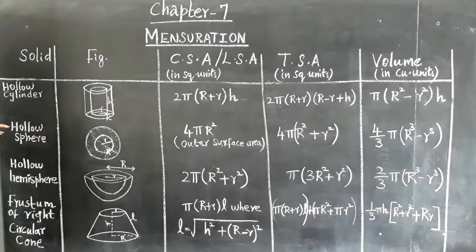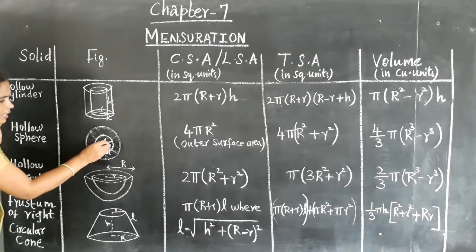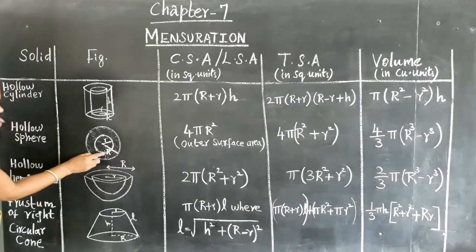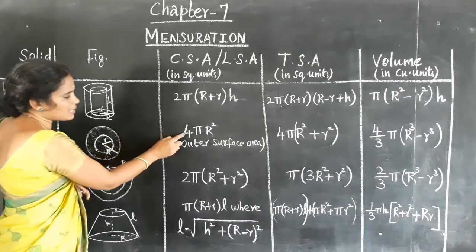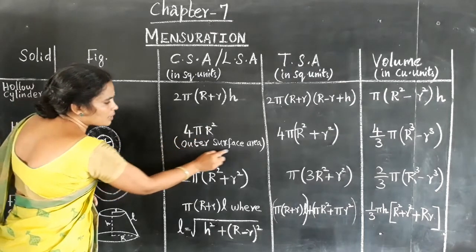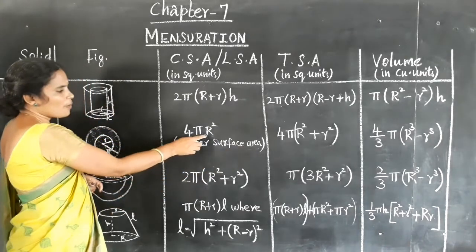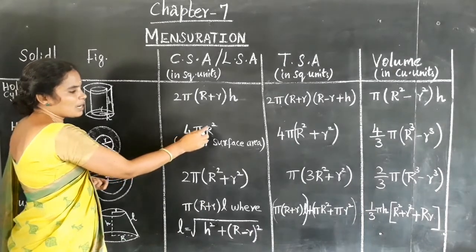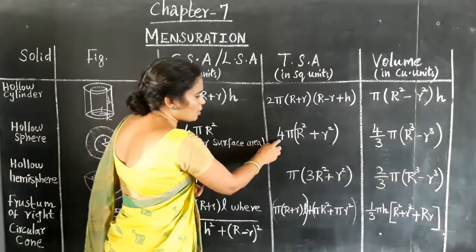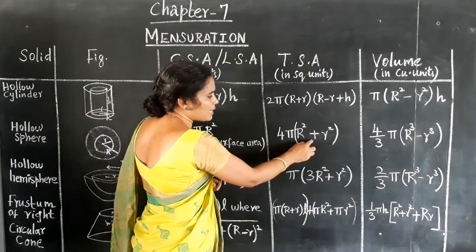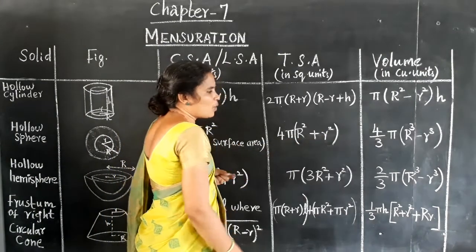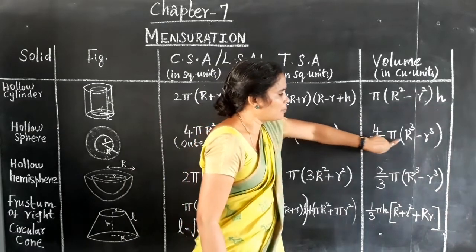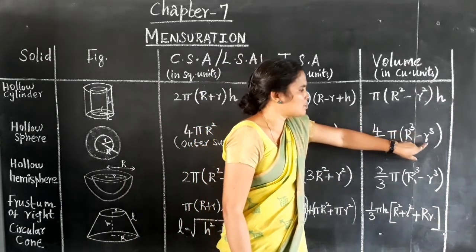Okay, and the next solid figure is the hollow sphere. Here we have the smaller inner radius r, and the outer radius, from the center to the outside, is capital R. For CSA it is 4πr². When it is the outer surface area you have to use 4πR², and when it is the inner surface area, 4πr². Okay, and TSA is 4π(R² + r²). And for volume, 4/3 π(R³ − r³).